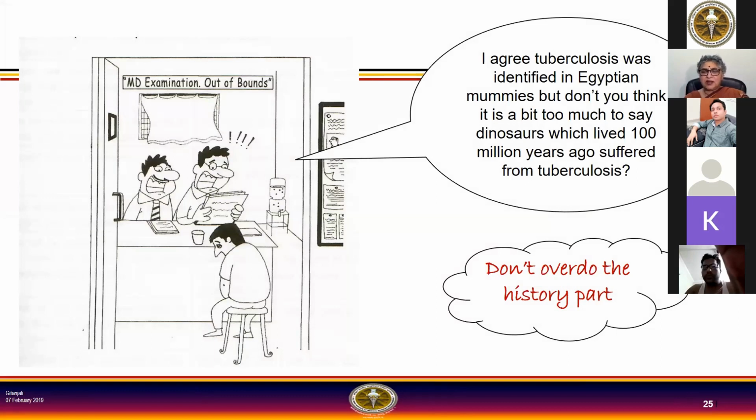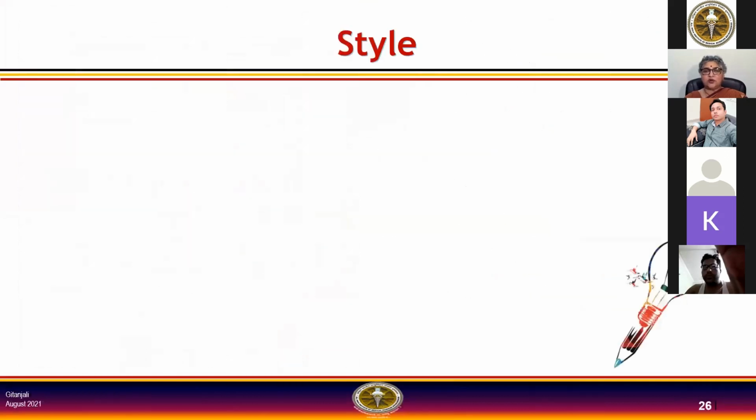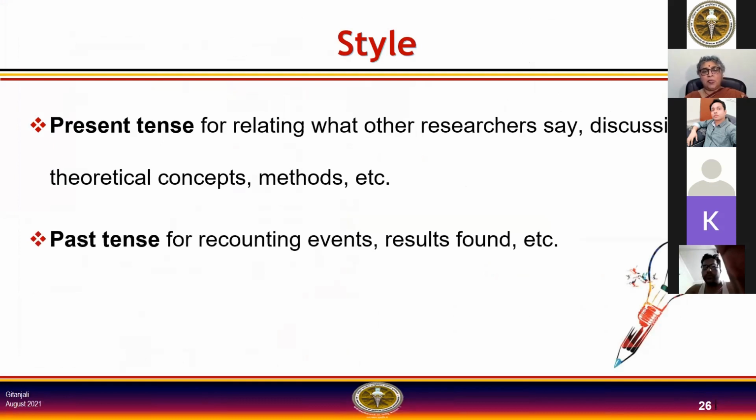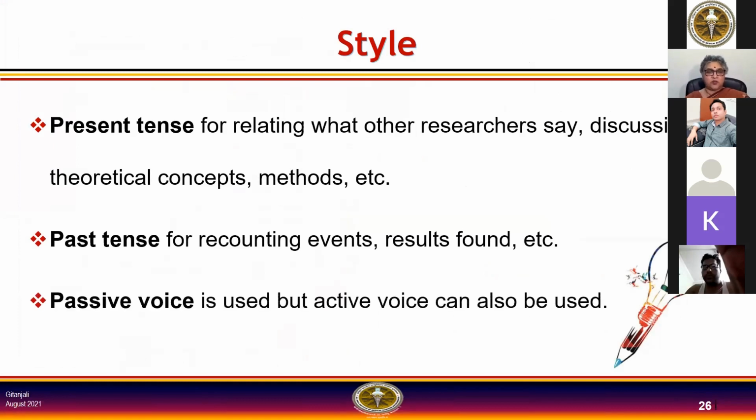So this is from one of the books. This guy says that I agree tuberculosis was identified in Egyptian mummies, but don't you think it's a bit too much to say dinosaurs also had this? So don't overdo the history part. So what is the style? Present tense for relating what others say, discussing theoretical concepts, methods, everything you can use present tense. But if it is some past events or results of other studies, you can use past tense. Passive voice is generally used, but you can also use active voice. Nowadays, people are not that rigid about active and passive voice.